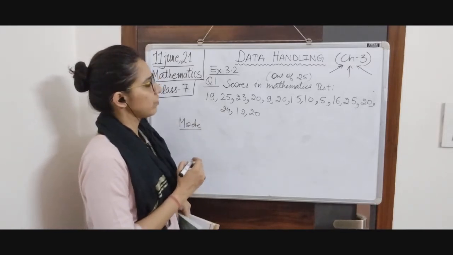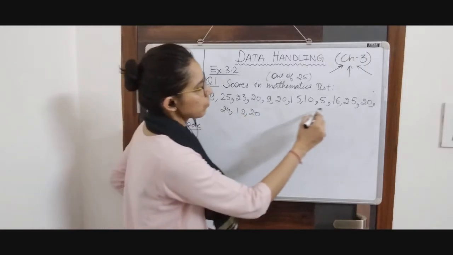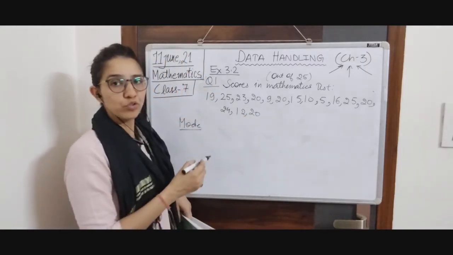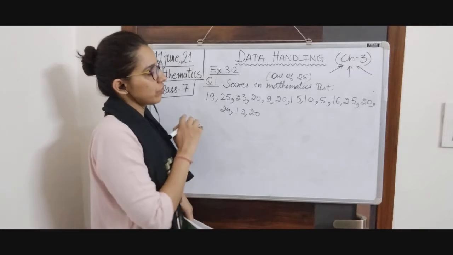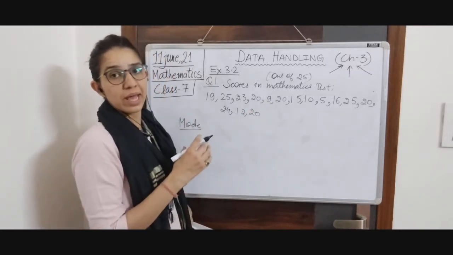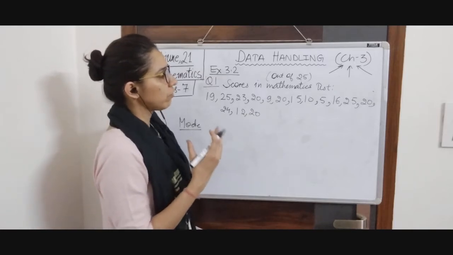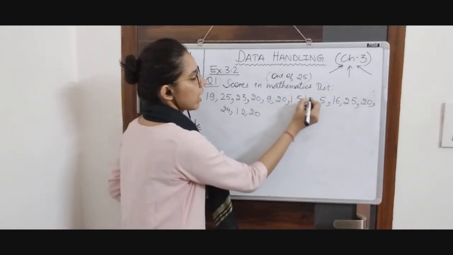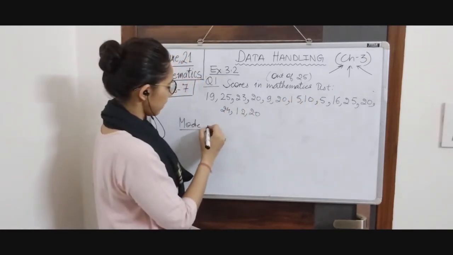One way is you can just check by looking which observation is occurring most often. But if you are just looking over, then there are chances of having an error. So what we will do, we will arrange these marks.